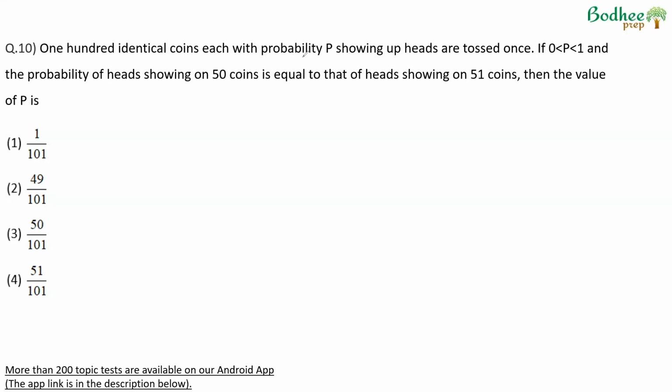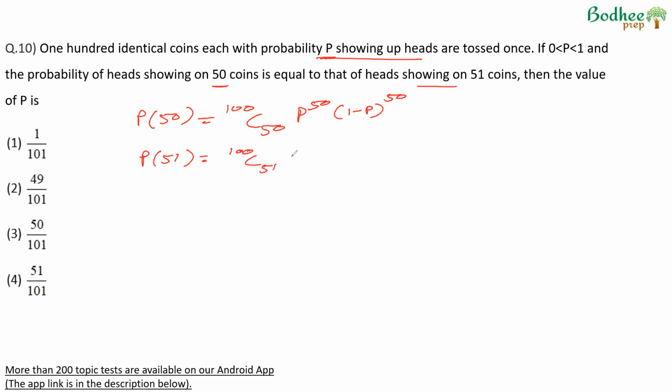100 identical coins, each with probability P of showing up heads, are tossed. P lies between 0 and 1. The probability of heads showing on 50 coins is equal to heads on 51. Probability of 50 heads out of 100 tries will be given by, this is a binomial event, therefore 100 C 50, P raised to power 50, probability of success, into 1 minus P, probability of failure, raised to power 50. Probability of 51 heads will be 100 C 51, P raised to power 51 into 1 minus P raised to power 100 minus 51, or 49.